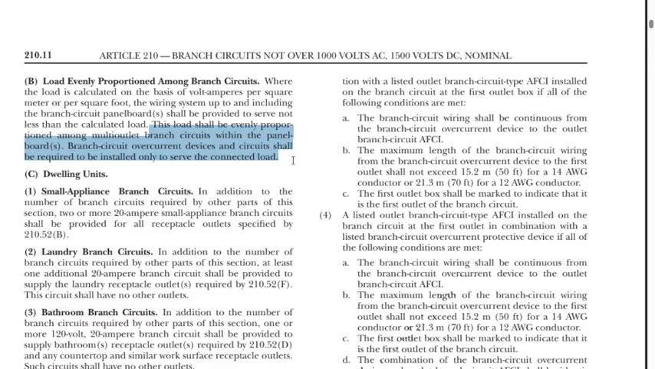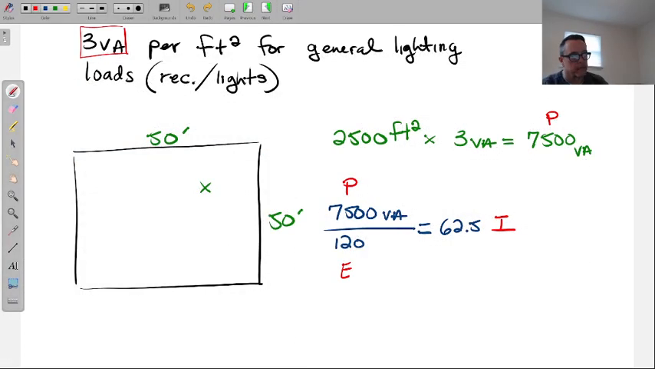And this is the part that will involve the amperage that we calculated. This load shall be evenly proportioned among multiwire branch circuits within the panelboards. Branch circuits, breakers, overcurrent devices, and circuits shall be required to be installed to serve only the connected loads. So what does all that mean? That means this.